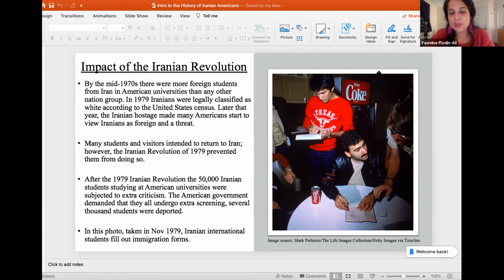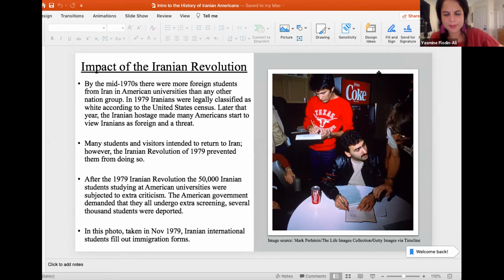And many students and visitors who were in the US at that time from Iran intended to return, but weren't able to because of the revolution, either because they didn't match the politics of the Iranian Revolution, because they were afraid to go home, because there was turmoil, a myriad of reasons. There were also 50,000 Iranian students studying at American universities at the time that were subjected to extra criticism. They underwent a lot of screening. A lot of students were deported.